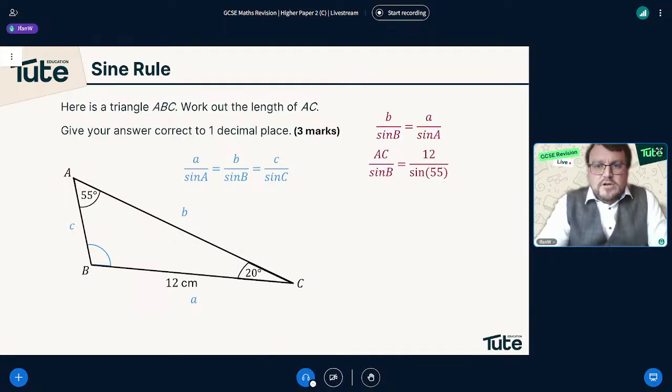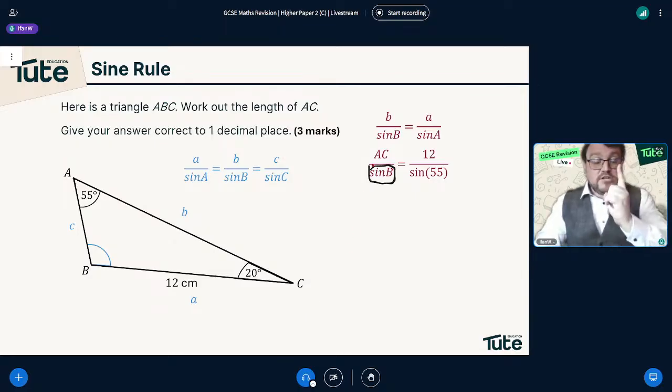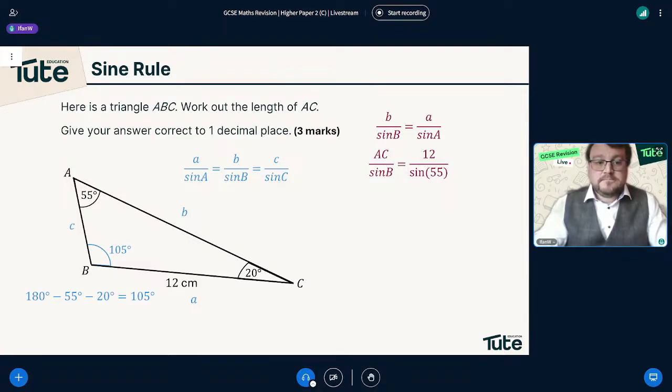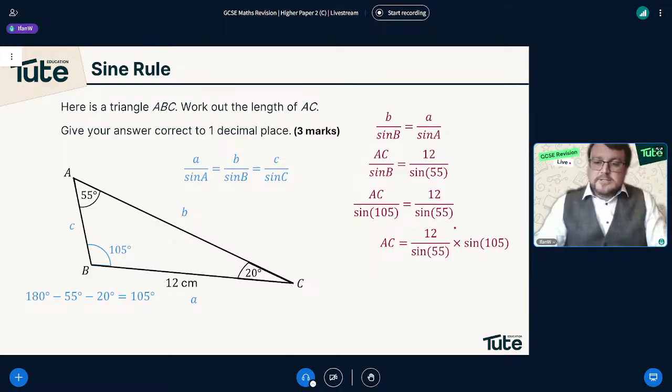Okay, so B over sine B is equal to A over sine A. Those are the two that you need. So AC over sine B is 12 over sine 55. Now, what you need to do is inverse sine B. Do not inverse the trig. Inverse the whole lot. Right? To solve this, you need to inverse the whole lot. So it's not sine to the negative 1 or arc sine, right? It is multiplying by sine B. So you have found the angle, which is 105, which makes sense. It looks like an obtuse angle. So AC is equal to 12 over sine 55 multiplied by sine 105. Okay.